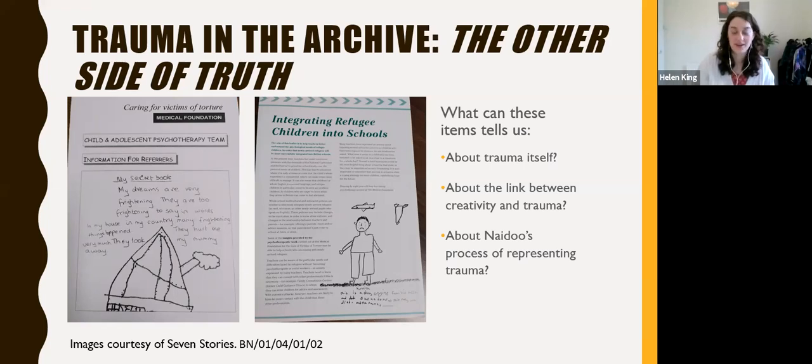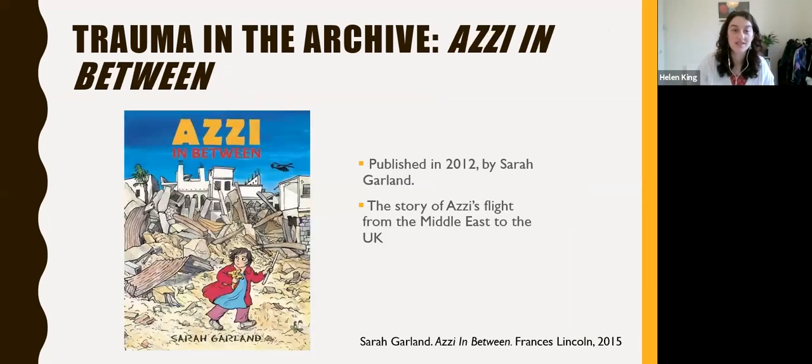So the next example that I'd like to show you is from As the In-Between. This book was published in 2012 by Sarah Garland, and a lot of the materials for it, a lot of the notes and the draft illustrations and the research materials, are also in the 7 Stories archive. This book tells the story of Azzy, who is a young girl who has to flee with her family, with her parents, from her home country and seek refuge in another country.